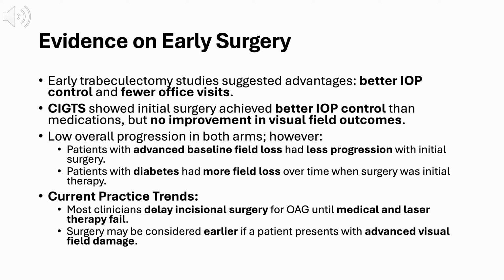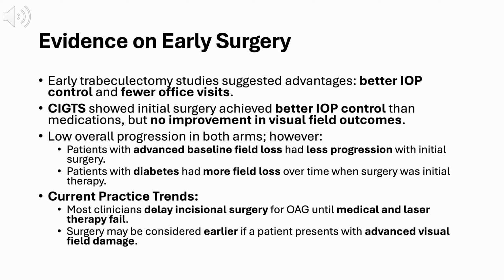As we look at the evidence guiding when to operate, early trabeculectomy studies initially suggested a meaningful advantage. Patients tended to achieve better pressure control and required fewer office visits. The SIGS trial added more nuance. It showed that starting with surgery does produce lower pressures than starting with medications, but that difference didn't translate into better visual field outcomes overall.